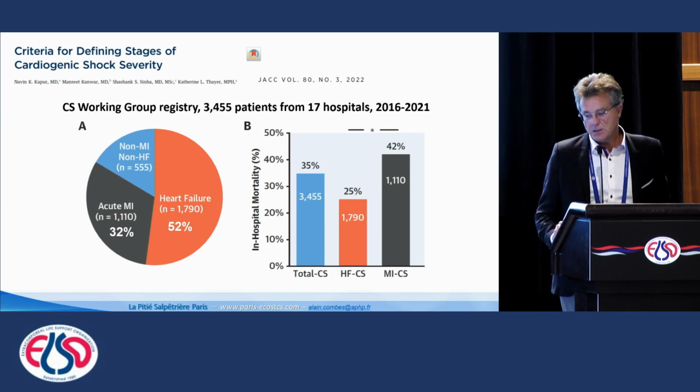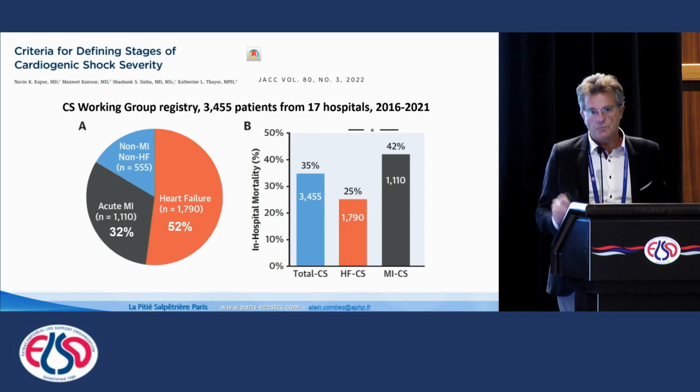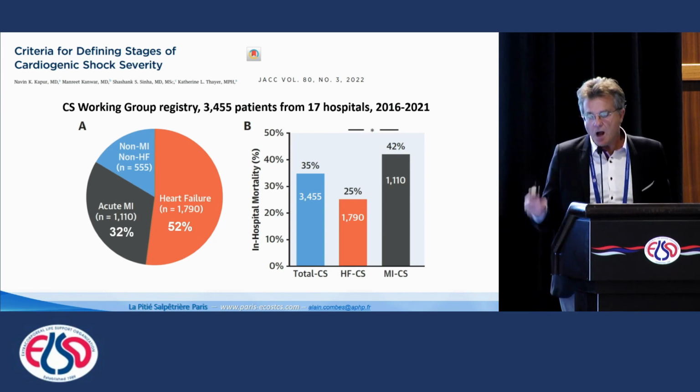This is another large database, from the Cardiogenic Shock Working Group registry, showing that heart failure is still the most frequent etiology of cardiogenic shock, acute MI being the second one, at 1/3 of the etiologies. And as already mentioned, those patients who have acute MI have a higher mortality overall than those patients who have heart failure.